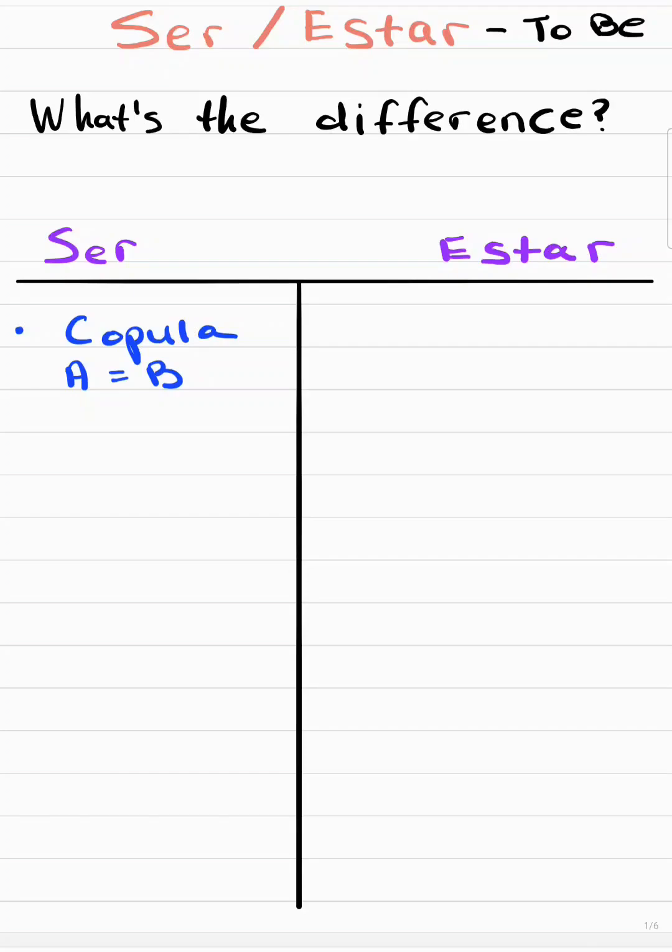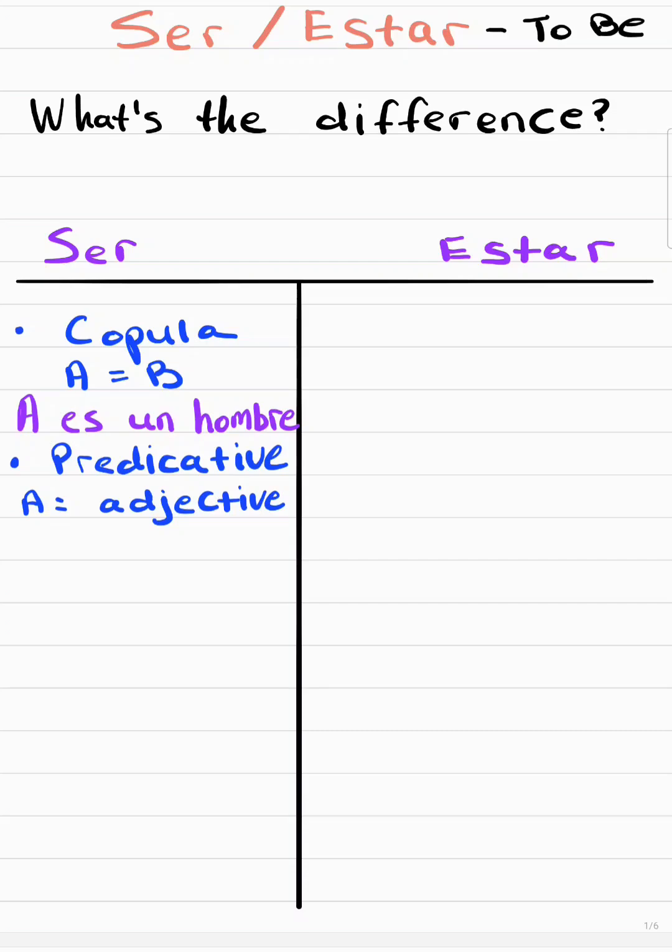So ser and estar both have a bunch of different functions, and this is not an exhaustive list, but here's some of the main ones. So first is what we call a copula. This means that one thing is equal to another. So if we say A is a man, A es un hombre, right? A is a man. A es un hombre.